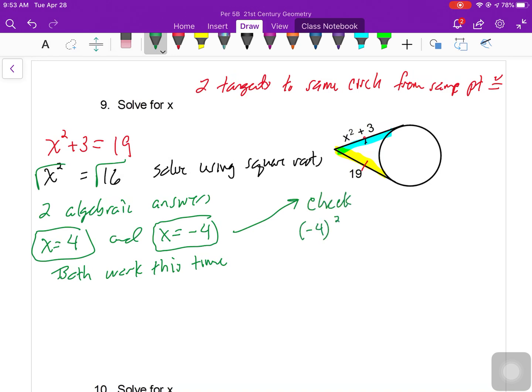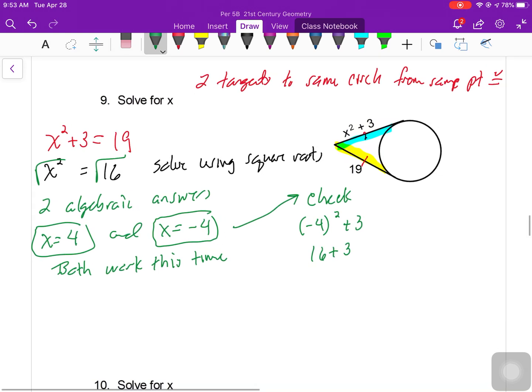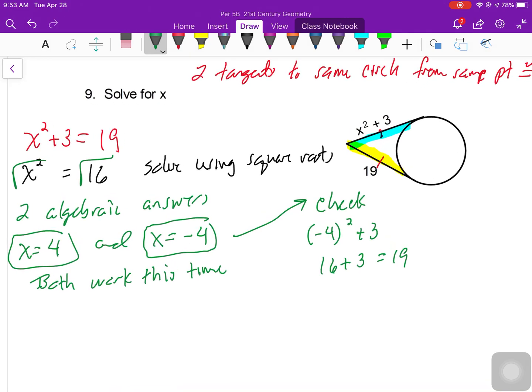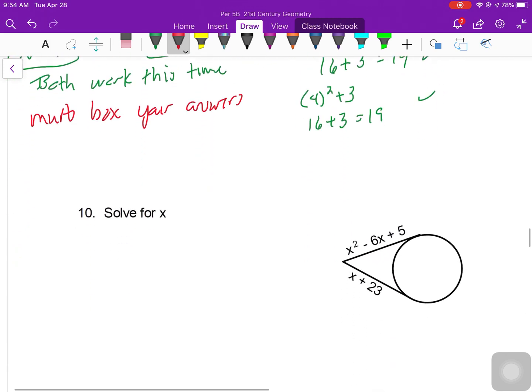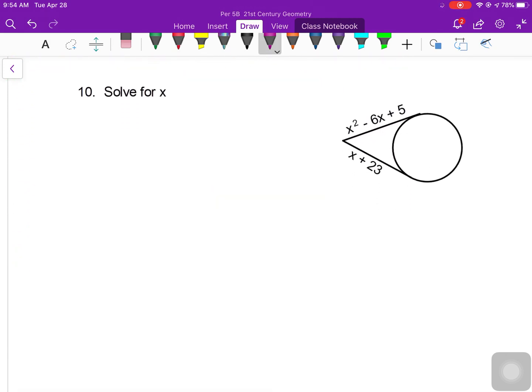Both work this time because when we check, negative 4 squared plus 3 would be 16 plus 3, which is 19. And of course, the positive one will definitely check as well. 4 squared plus 3, 16 plus 3 is also 19. So they both check. And once again, you must box your answers. If you don't, it is wrong. So as you can see, sometimes the negatives will work. Let's try another problem.